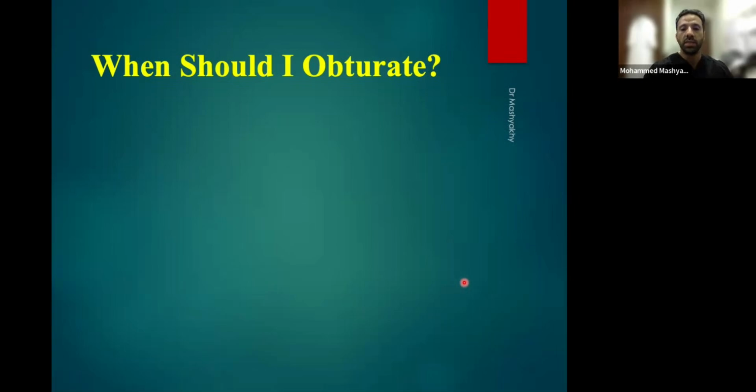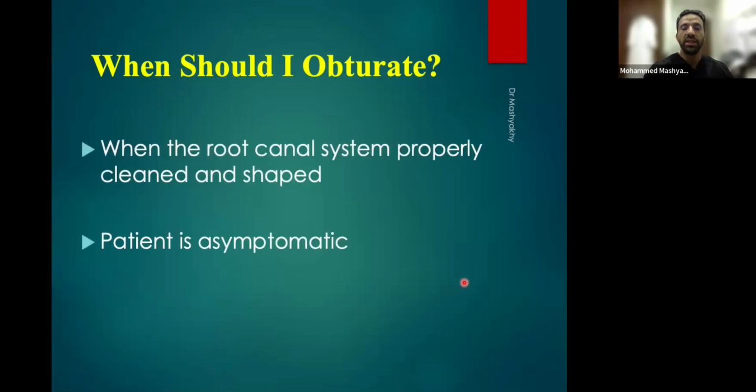When the root canal system is properly cleaned and shaped, and the patient is asymptomatic. It doesn't mean that after 1 hour of treatment, you are ready to obturate if the patient is feeling a lot of pain and he cannot manage to stay. Don't force the patient to do obturation. Ask him to come another visit.